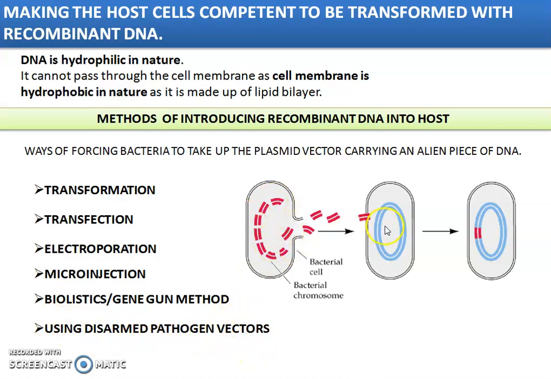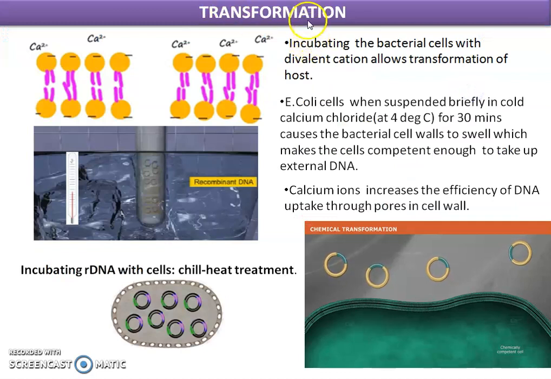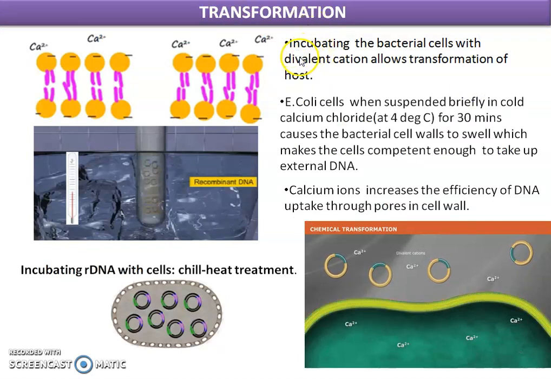So see, for any cell to take up a piece of insert or a fragment of DNA from another cell or from a vector in the surrounding medium, it will not enter unless you make the cell competent. So this insert has to be incorporated into the other cell's genome. For that we will take up the steps one by one. So, transformation. What is the main thing here?